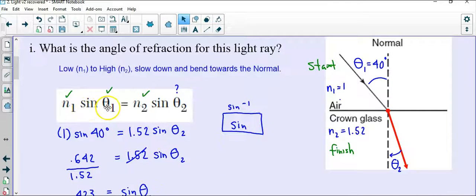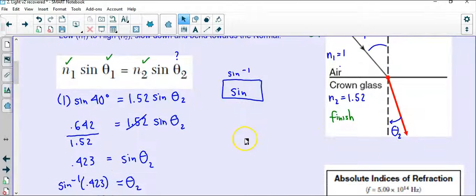N1 sine theta 1 equals N2 sine theta 2. I put a green check mark over what was given. We know that we started in air, and N1 is therefore 1. We know that the incident angle was 40 degrees, so we have the sine of 40 degrees. We set that equal to N2, which is the crown glass of 1.52, which we looked up on the reference table. And we know that it has to be multiplied by the sine of the refracted angle, which is what we do not know. And that's what we're going to solve for.